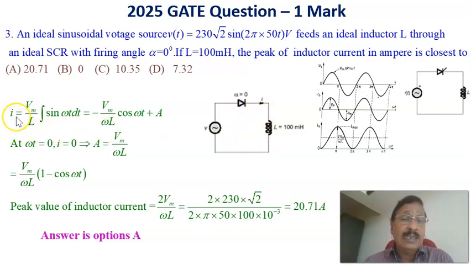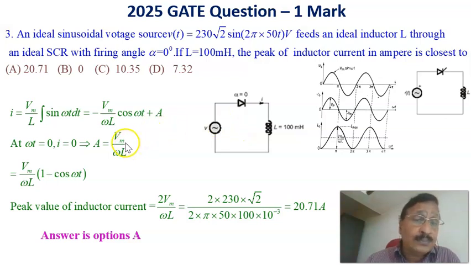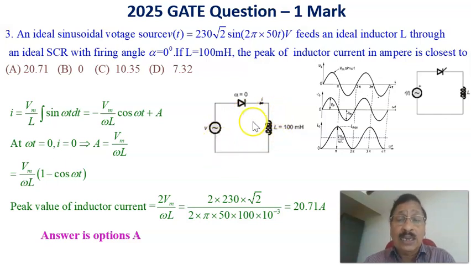Then, the voltage across the inductor is given by VL equal to L di by dt. Therefore, the current through the inductor can be written as Vm by L into the integral of sine omega t d omega t, or Vm by omega L into cos omega t plus a constant A.